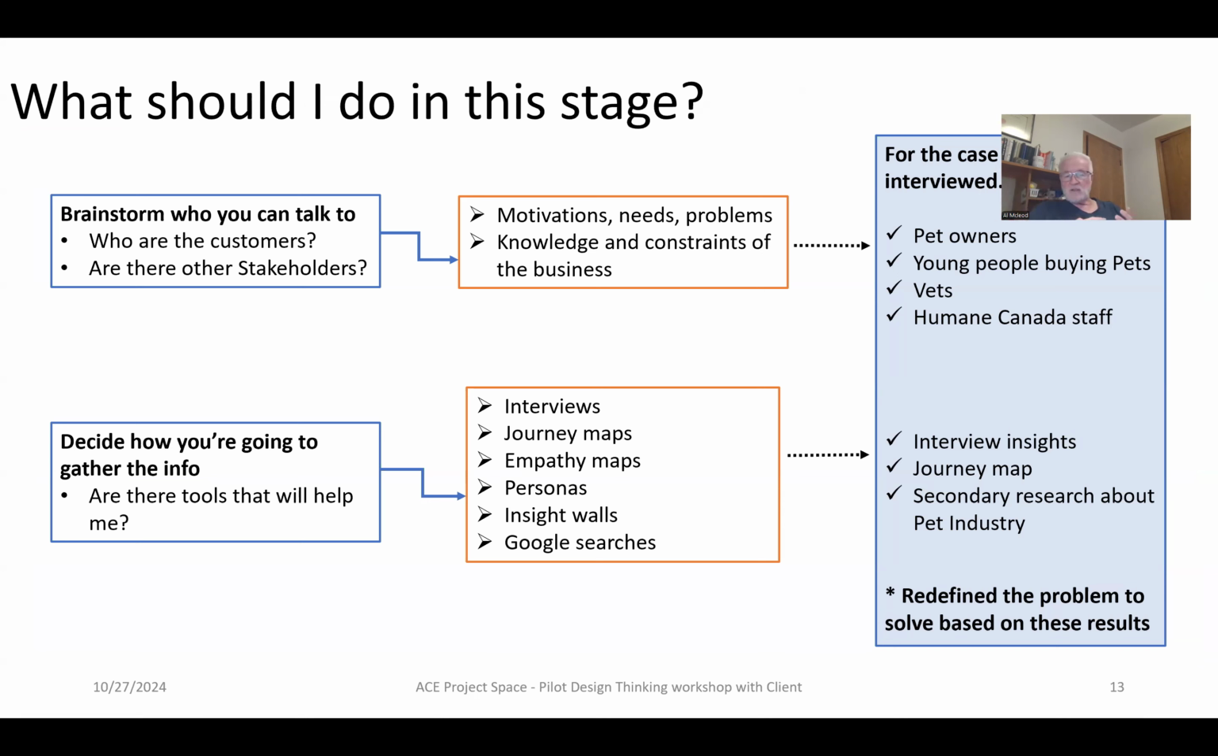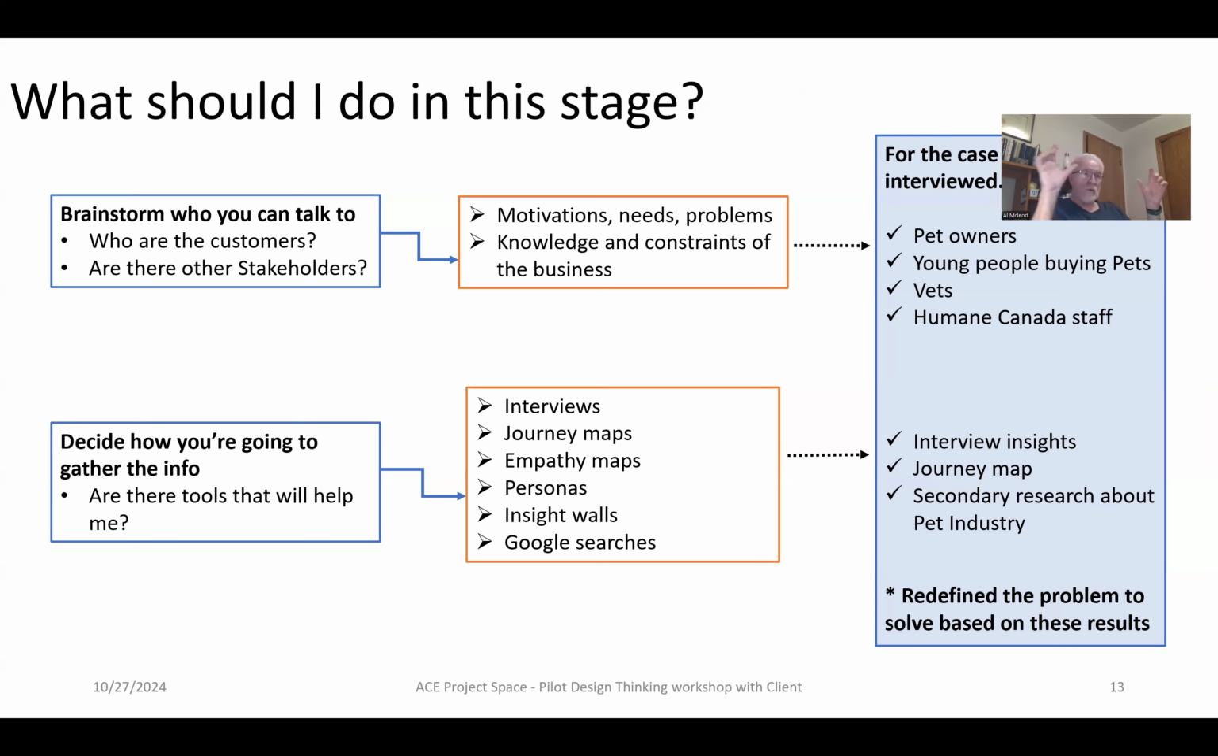And for this case, we interviewed a bunch of different kinds of pet owners, including young pet people buying pets, people who've had multiple pets. We interviewed veterinarians and Humane Canada staff. And then we decide how to gather the info. There's a bunch of tools we can use. We can do interviews and we can use journey maps and empathy maps, personas.